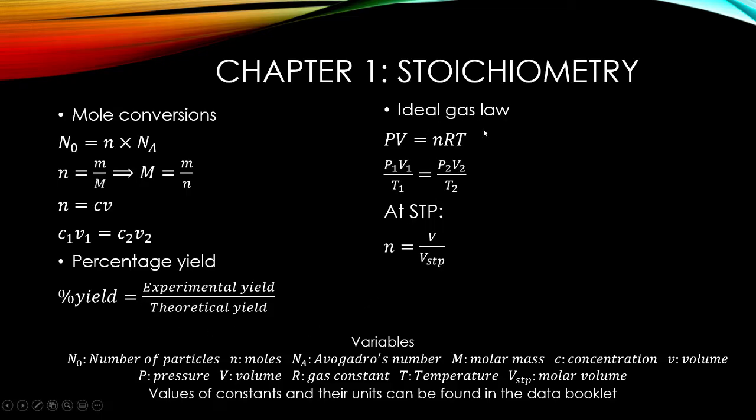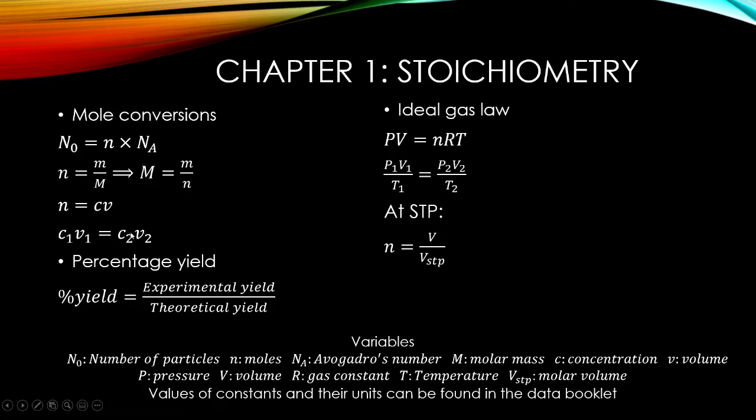Alright, so next part is the ideal gas law, or gas behavior. So the ideal gas law is PV equals nRT, which is in the data booklet, and it's very important for, well, gas behavior in general. So pressure times volume equals moles times the gas constant times the temperature.